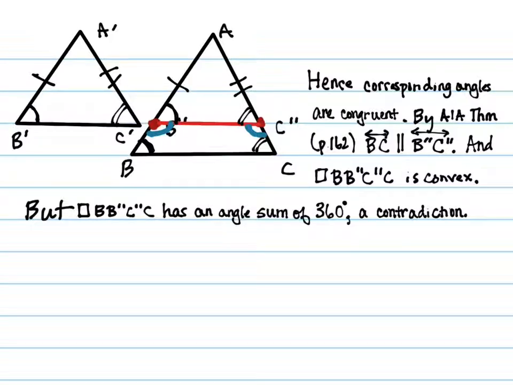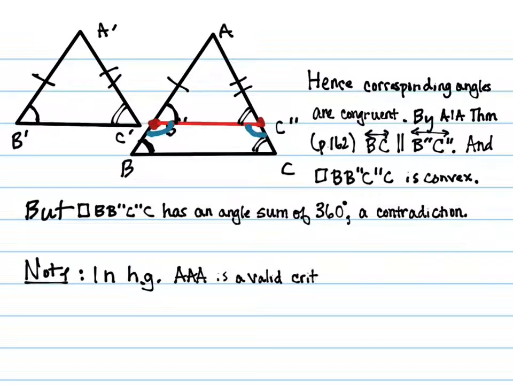So we've got a contradiction, and what this means then is in hyperbolic geometry, angle, angle, angle, which is what you told me what it means for triangles to be similar, right? Angle, angle, angle is a valid criterion for congruence of triangles.